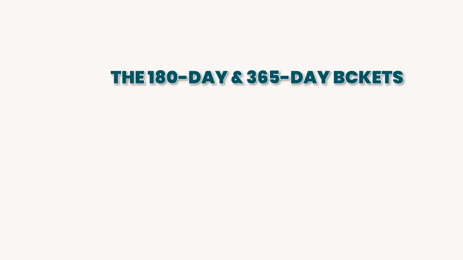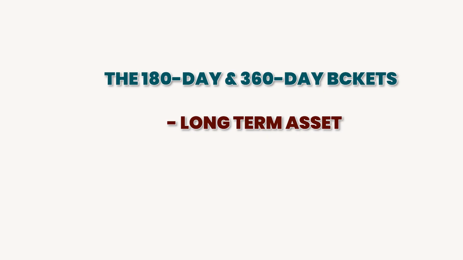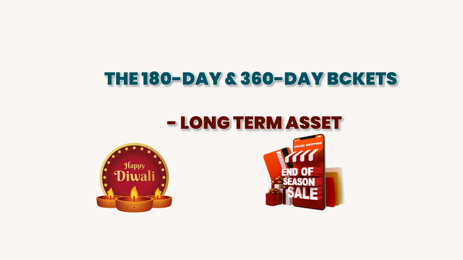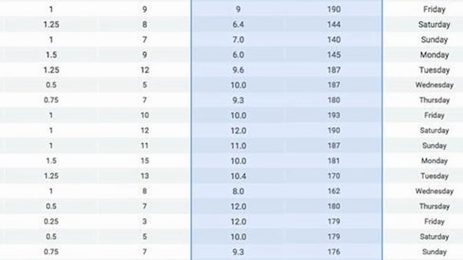The 180-day and 365-day buckets. This is your long-term asset. You might not show them ads every day, but imagine when Diwali or a major seasonal sale comes around. You have a massive list of thousands of people who already know your brand. You can reach them instantly without competing for expensive cold traffic keywords.